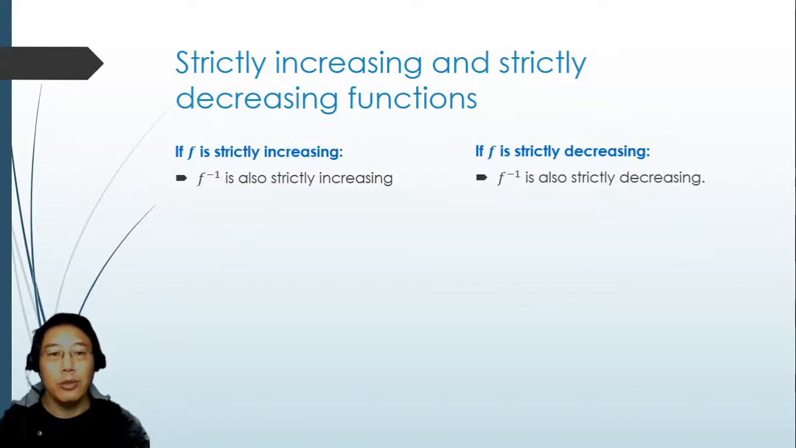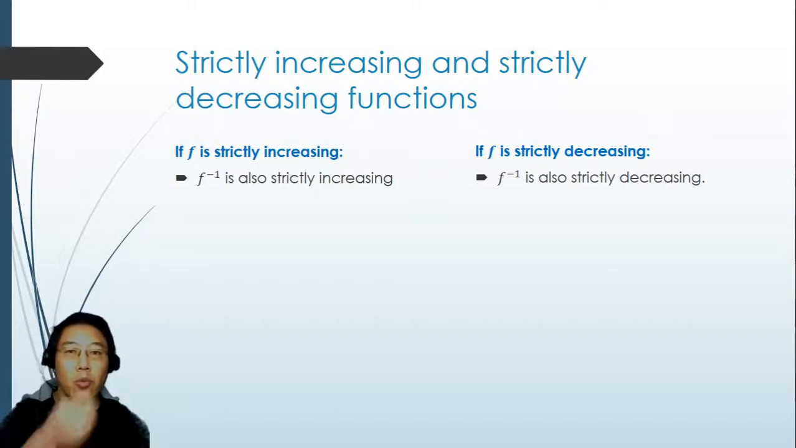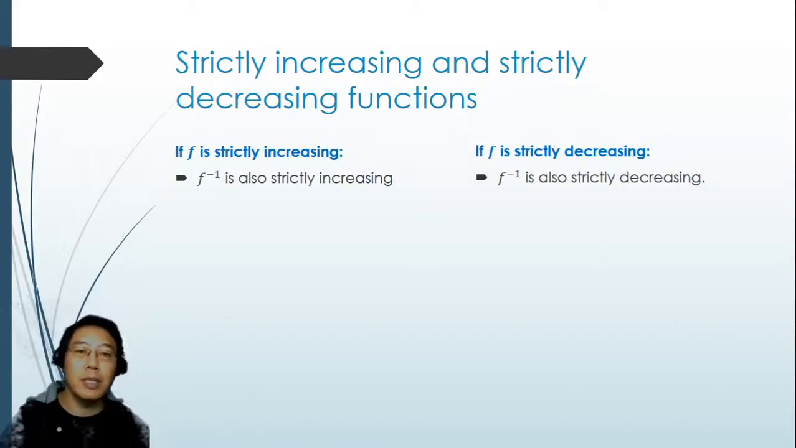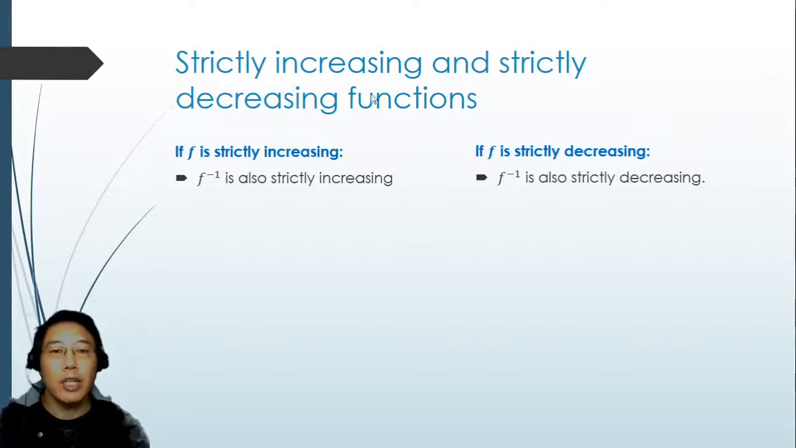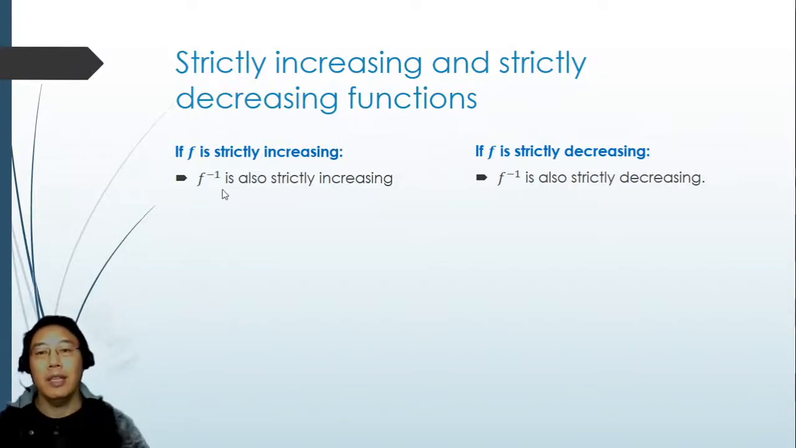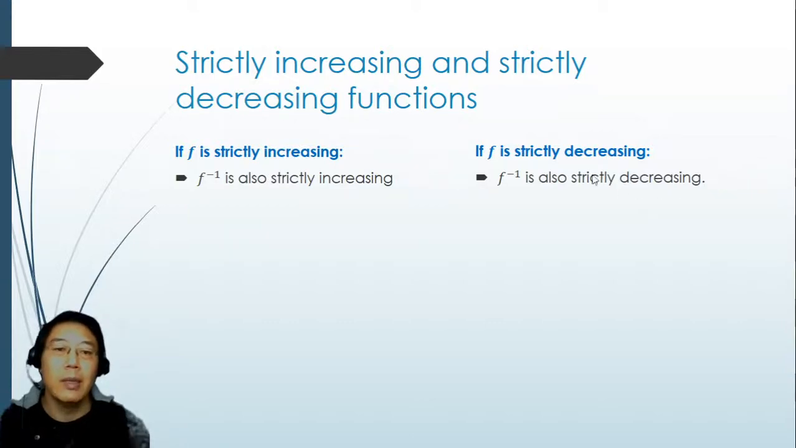What would imply some properties is, if f is strictly increasing, then the inverse is also strictly increasing. Similarly, if f is strictly decreasing, the inverse is also strictly decreasing.